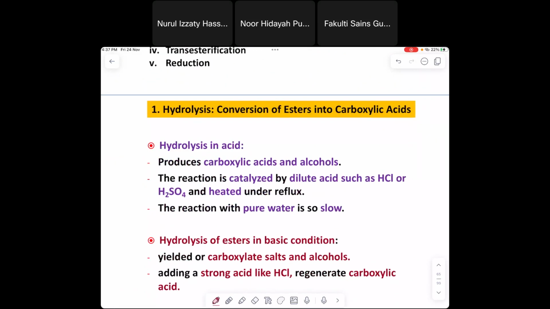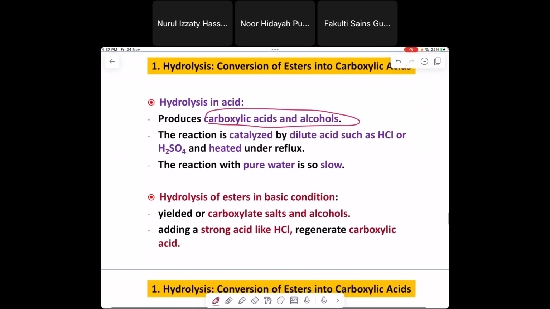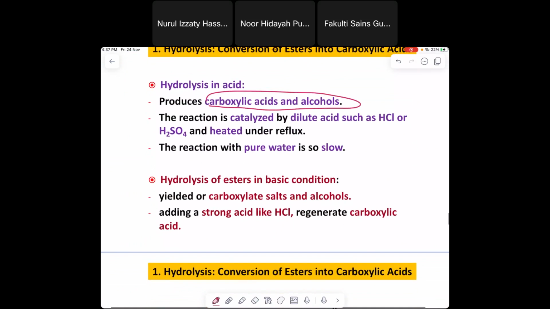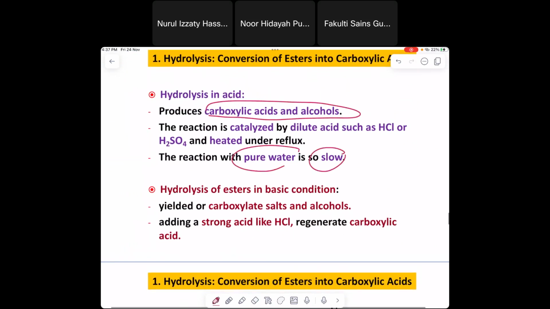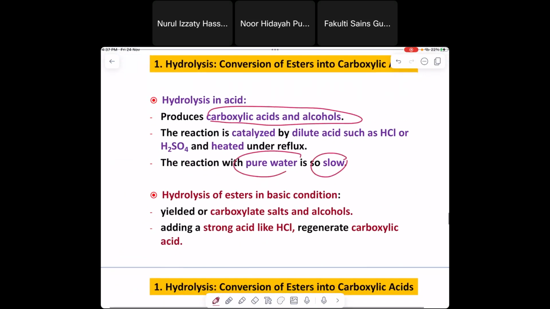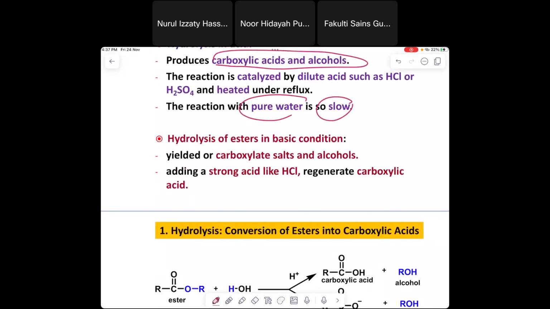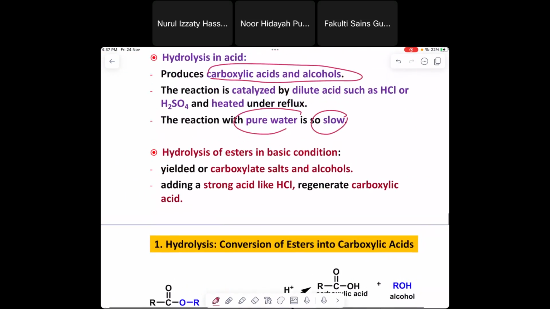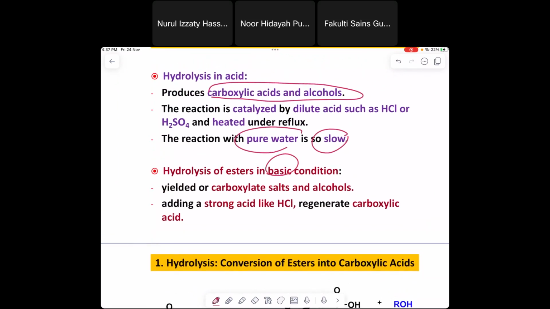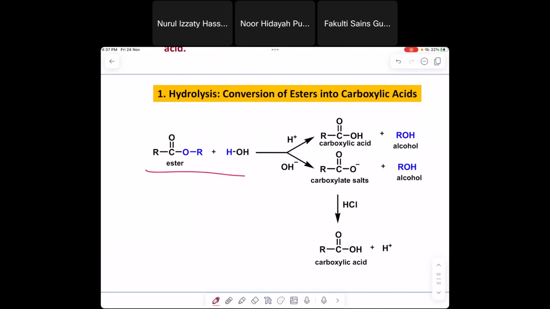So the hydrolysis and acid yang kita dah tunjuk dah pun akan hasilkan alcohol catalyzed by dilute acid, hydrochloric or sulfuric acid and heated under reflux. Kalau pure water ini is so slow. Sebab itulah kalau dalam you tengok tadi kalau nak convert ester tu dia tulis no reaction, tapi it's actually very slow. Mungkin you know the kinetic reactions are so slow. It also can hydrolyze in basic condition. You akan dapat carboxylate salt lah. Ini tunjuknya.